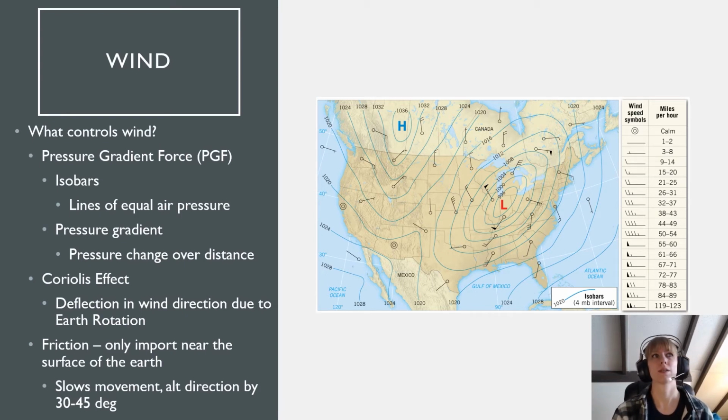Okay, so how do we mark wind? We use isobars, as can be seen on the map here. These are isobars. They're the same idea as the isotherms we have for temperature, except they're for pressure. It's different from isotherms because it's not temperature at each line. With isobars, we put the millibar number and use wind speed symbols to represent miles per hour.